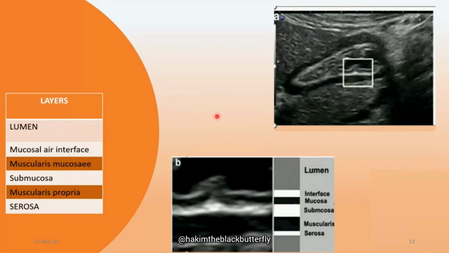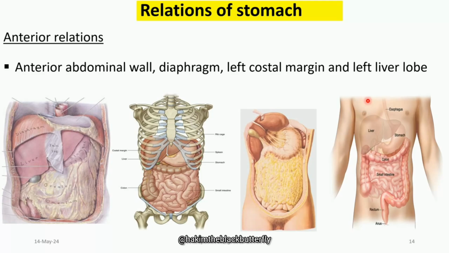The relations of the stomach can be seen in this slide. The anterior relations, here we mean structures that are in front of the stomach. Of course, the abdominal wall, the anterior abdominal wall, it has been removed here, but it's going to be in front of the stomach.